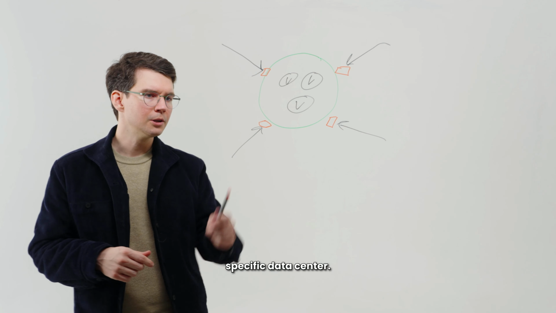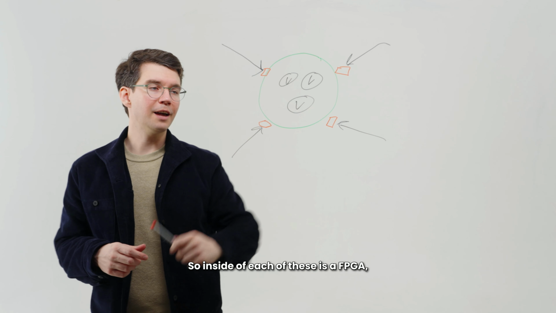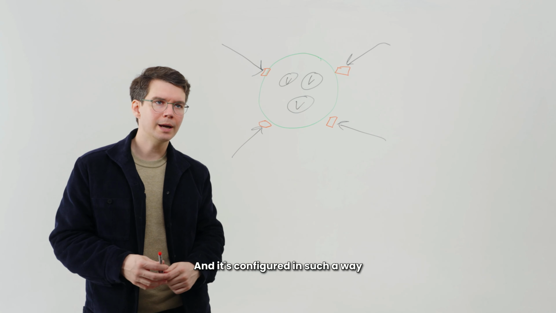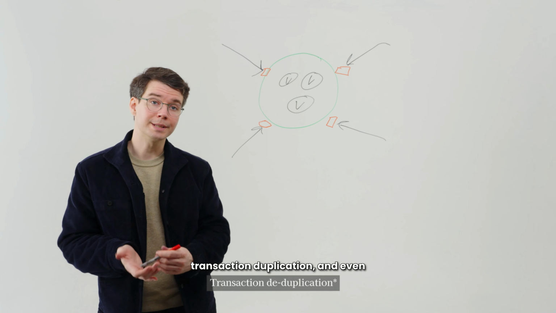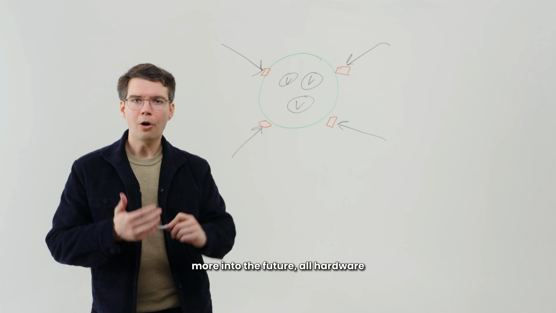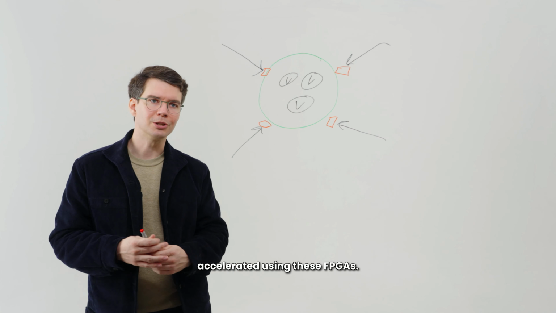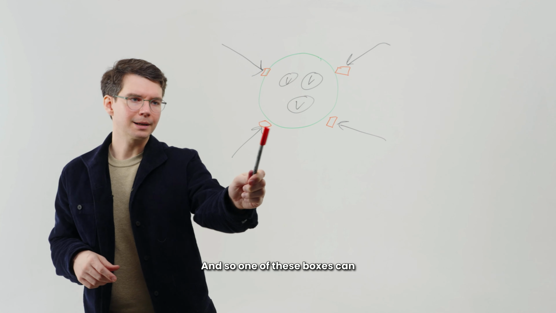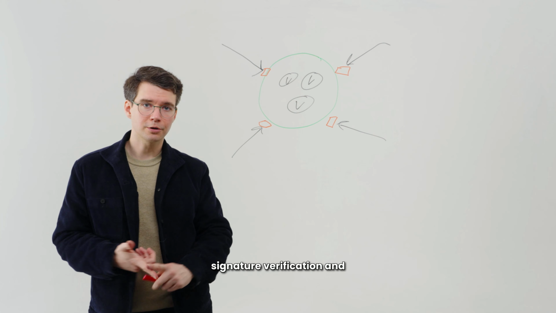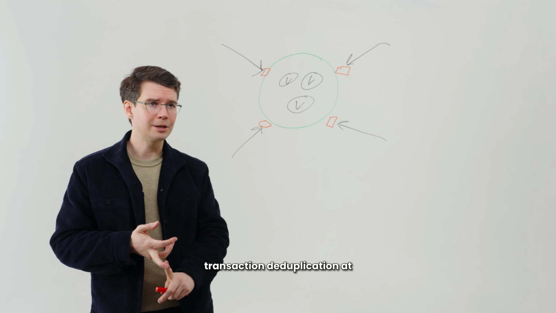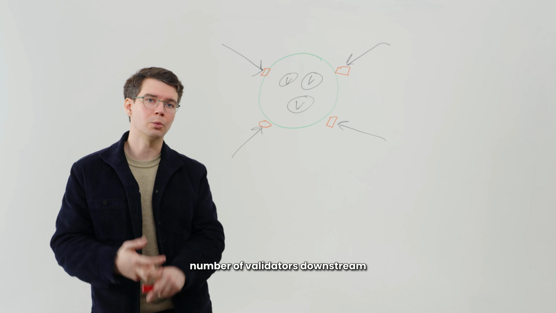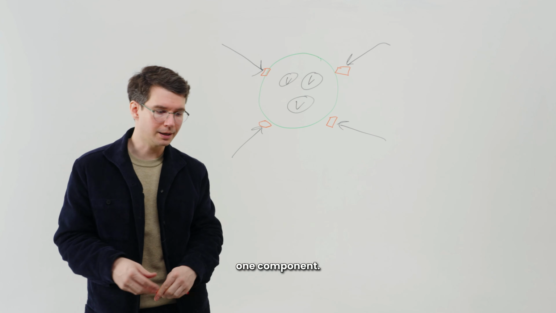Inside of each of these is an FPGA, a field programmable gate array, and it's configured in such a way to do signature verification, transaction deduplication, and even more into the future, all hardware accelerated using these FPGAs. One of these boxes can handle 100 gigabits of inbound signature verification and transaction deduplication at line rate and support a huge number of validators downstream within a data center from that one component.